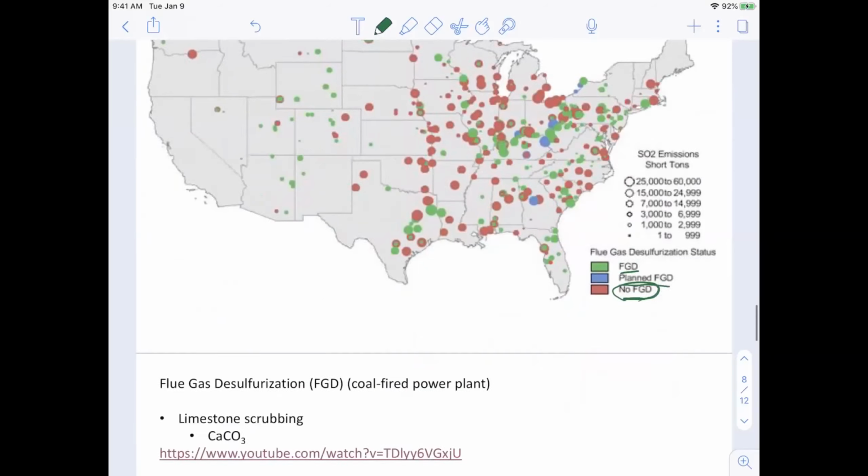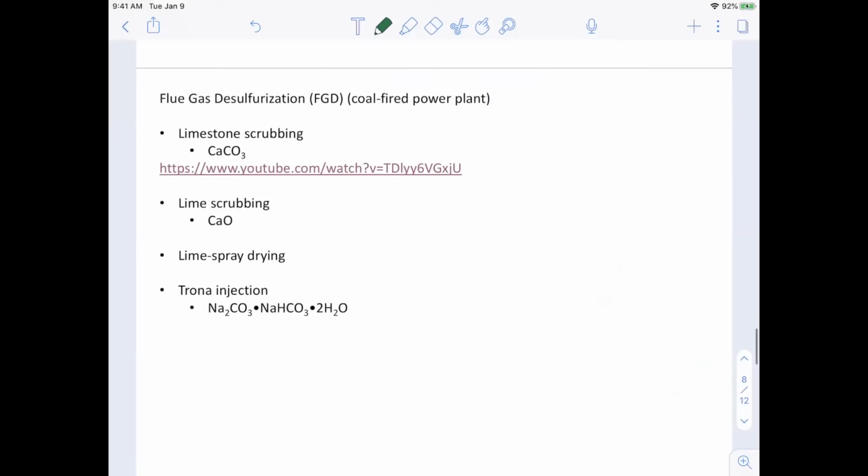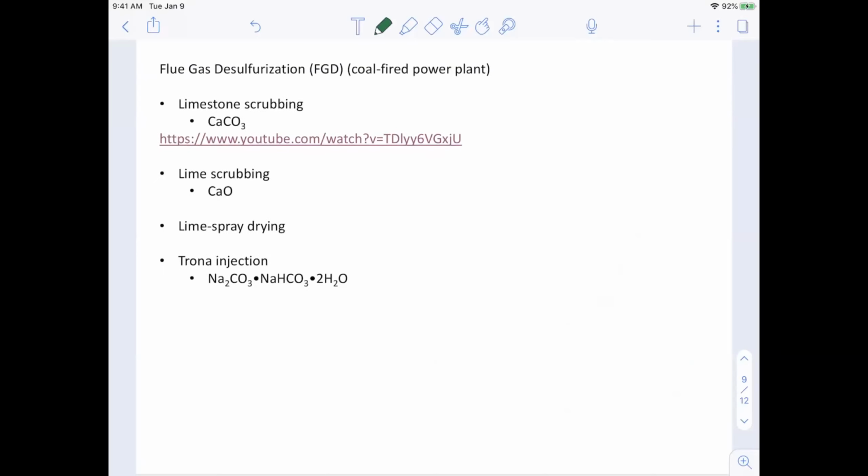And in terms of the flue gas desulfurization system, there are multiple methods here. So we can use limestone scrubbing, lime scrubbing, lime spray drying, and trona injection. So I think for your project design, we're talking about either trona injection or lime injection. All right, so we can talk about more details of these FGD systems in our future classes.